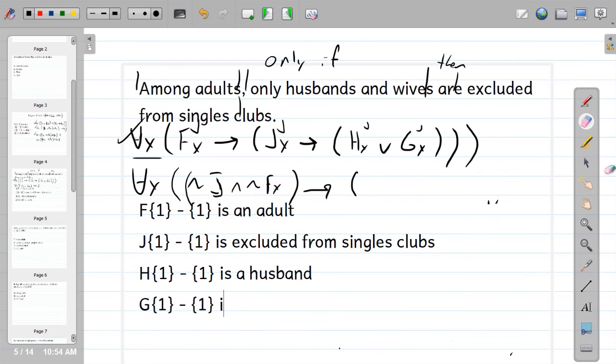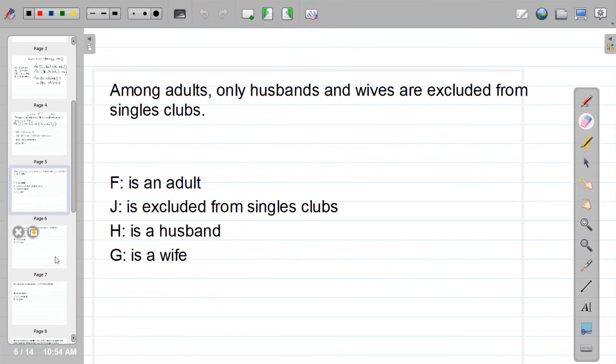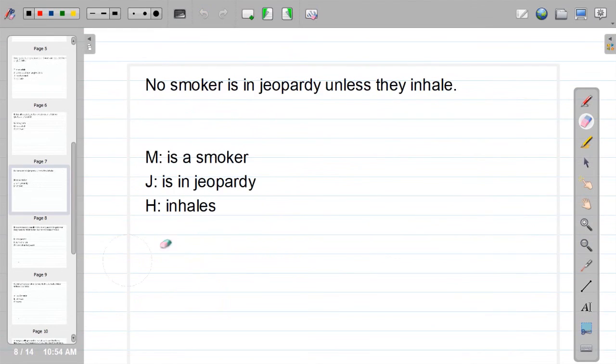Okay. I want to do one more. Can we leave this aside? I'd like to do one more example because I feel like we've taxed our understanding of this deeply enough. Okay. Let's do some moralizing, shall we? No smoker is in jeopardy unless they inhale.